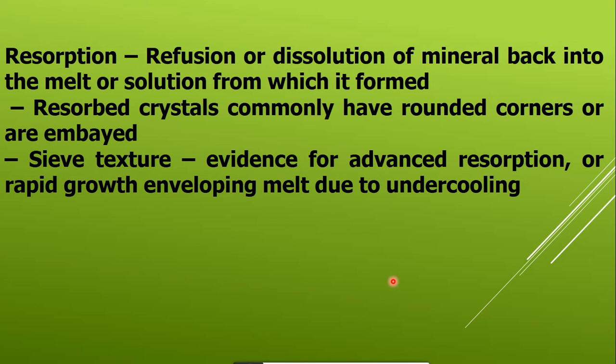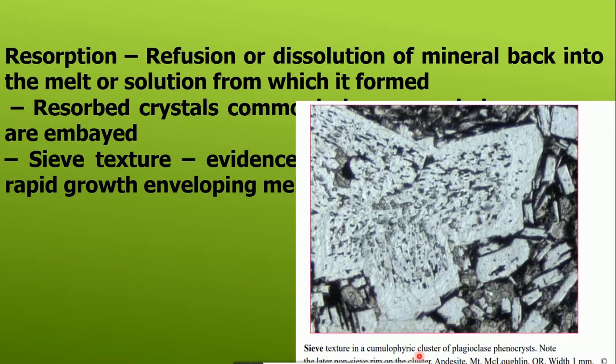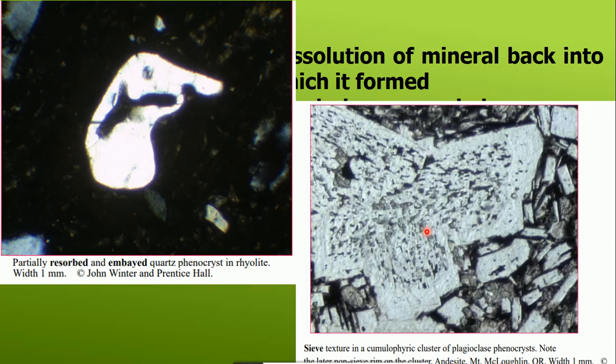Resorption: diffusion or dissolution of a mineral back into the melt or solution from which it formed. Resorbed crystals commonly have rounded corners or an embayed sieve texture, evidence for advanced resorption or rapid growth enveloping melt due to undercooling. Sieve texture is a cumulative cluster of plagioclase phenocrysts. In this thin section picture you can see the round shape of the resorbed crystal.